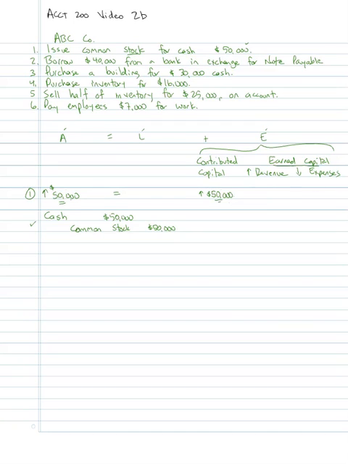Our second transaction, borrowing $40,000 from a bank in exchange for a note payable. In this case, again, cash is coming into the business, so we've got an increase of assets.